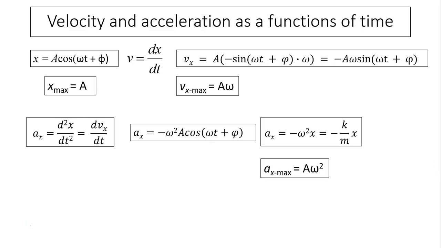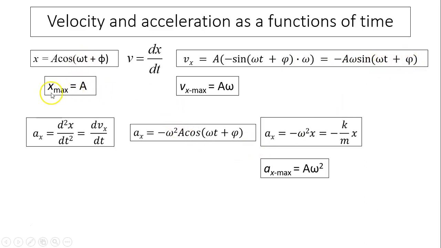Velocity and acceleration as a function of time. So x equals A cosine of omega t plus phi. Now v equals dx over dt. So v x equals the derivative of this function. A is constant. The derivative of cosine gives you a negative sign. Remember, this is a chain rule, so omega t plus phi gives you omega, so you have to multiply by omega. That gives you negative A omega sine of omega t plus phi.